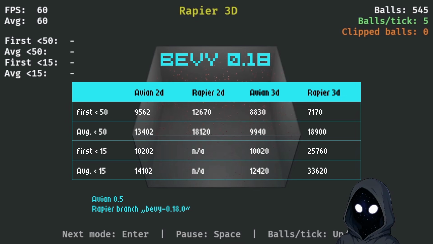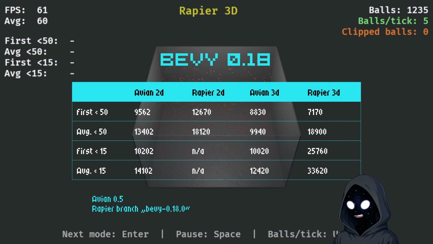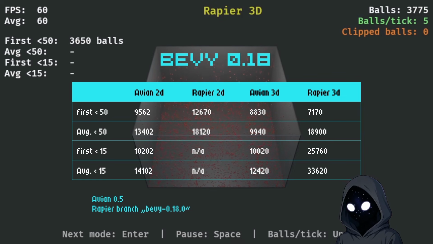Rapier 3D still performs greatly. We observe more random frame drops in Rapier 3D, leading to a first value of below 50 at only 7.2k balls, but then the average below 50 is only reached at 18.9 thousand balls. First below 15 at 25.8 thousand balls, and 33.6 until we actually get to the average below 15. So we can fill a huge bucket with a lot of balls in Rapier 3D still.